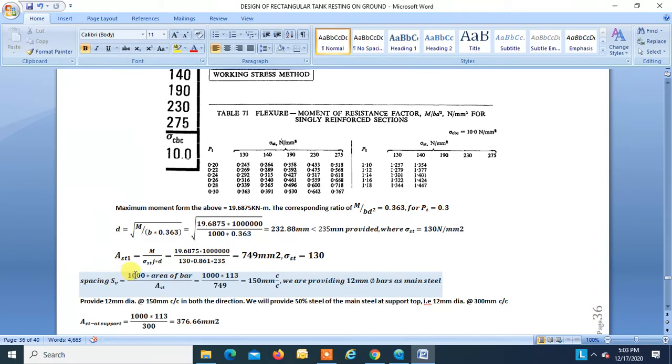The spacing is 1000 into area of bar divided by Ast. We are taking a 12 mm dia bar, so area of bar is 113. So that is equal to 1000 into 113 divided by 749. The spacing required is 150 mm center to center, so we will be providing 12 mm dia bars at about 150 mm center to center in both the directions.